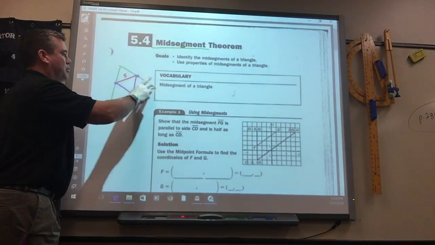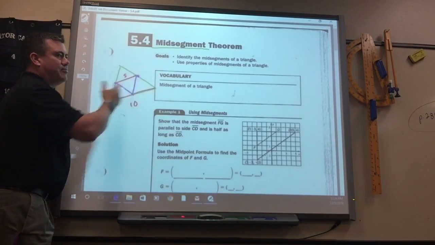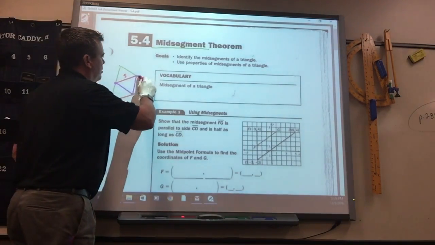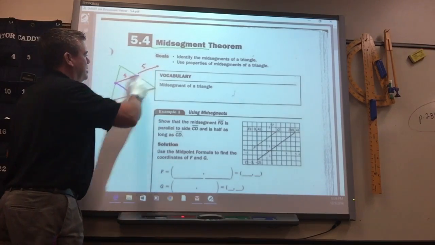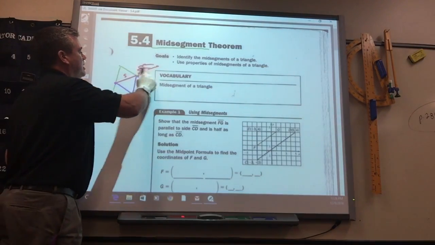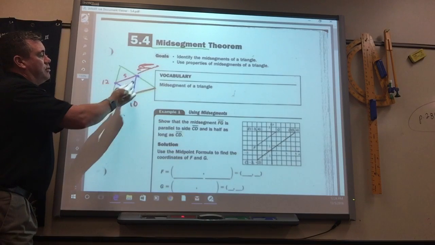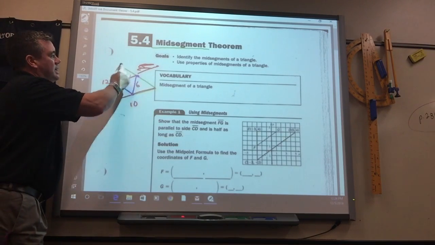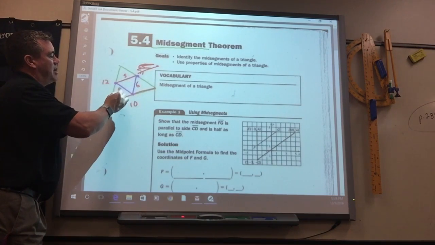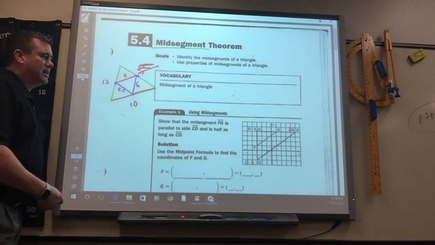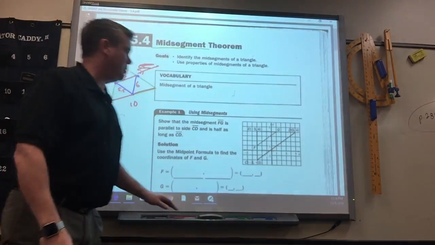If you cut this out and put it, it'd be there. So if we extended that and made it double, then they would be the same, 5 and 5 and 10. So if this was 12, this would be 6. If this was 11, this would be 5.5. So that's the whole thing on this section.